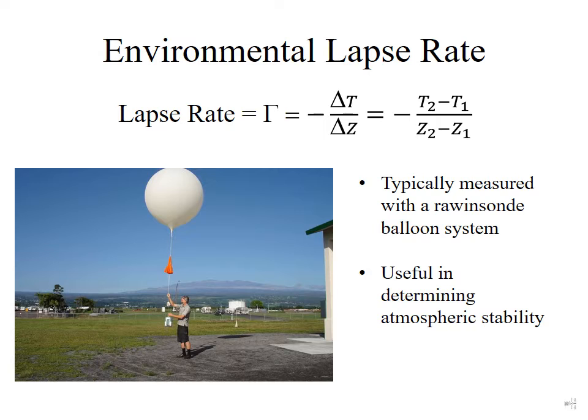The environmental lapse rate in its most simple form is just seeing how the temperature changes with height. And we actually define the lapse rate gamma as minus delta T over delta Z. We typically measure it with a Raywinson balloon system. So we launch a balloon and it has an instrument package on it that measures temperature, pressure, and dew point temperature with height. And then we can also get the wind speed and direction at different heights as well. And these balloon soundings are really useful in determining the stability of the atmosphere and whether or not there's likely to be thunderstorm activity in the afternoon.